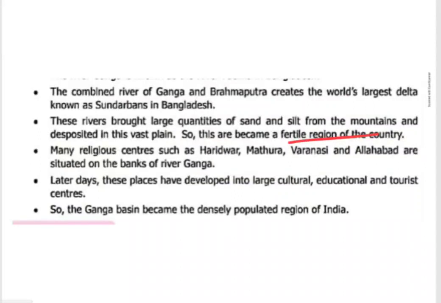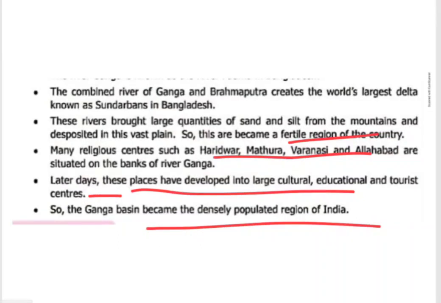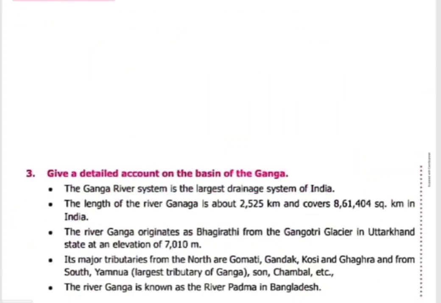Many religious centers are along the banks of the river Ganga: Haridwar, Mathura, Varanasi and Allahabad. Later, these places developed into large cultural, educational and tourist centers. So the Ganga basin became a densely populated region of India. Majority of the people live along the Ganga basin. So this much only, children.